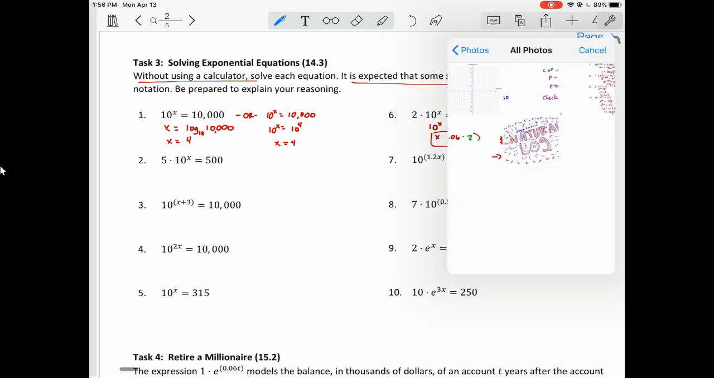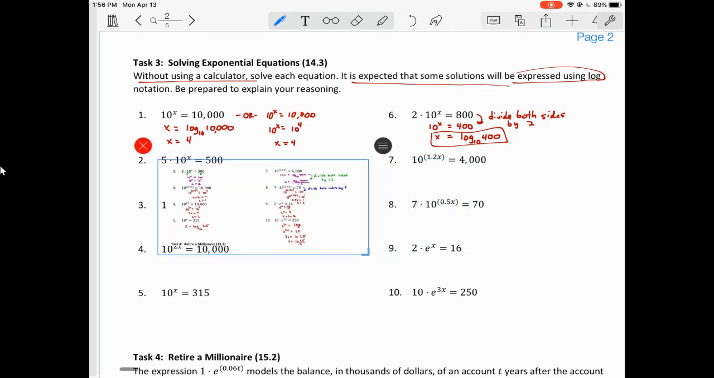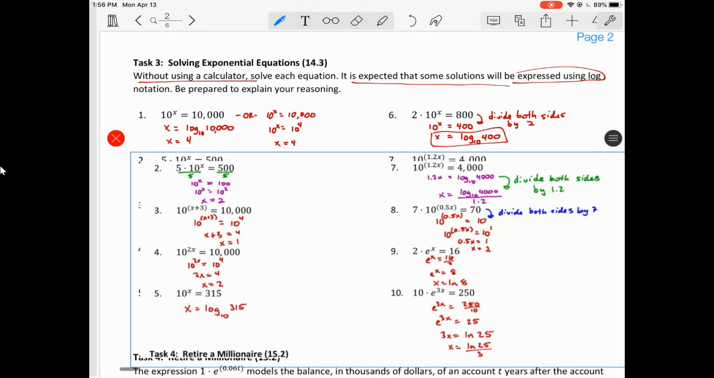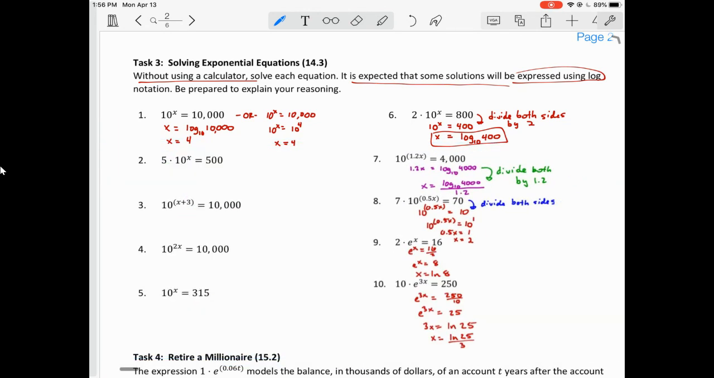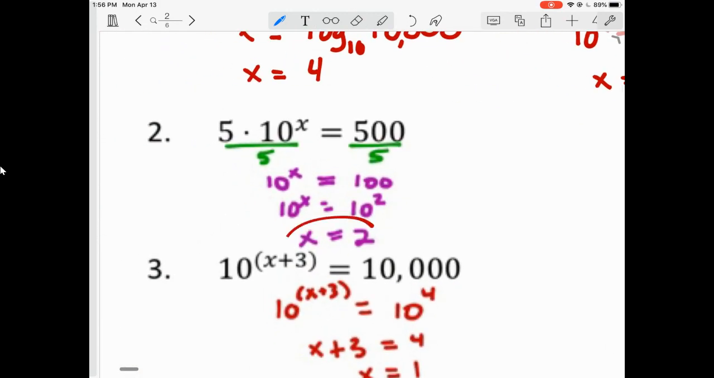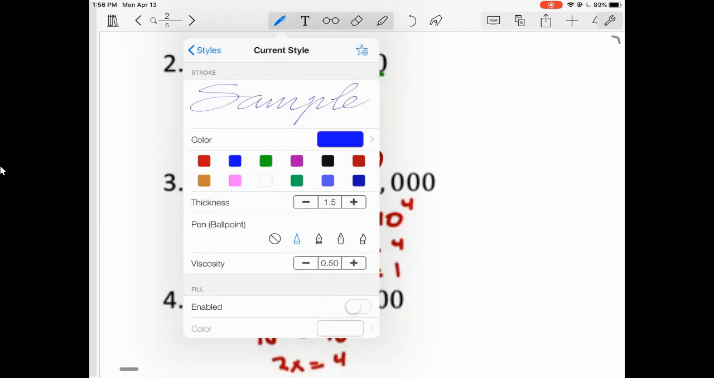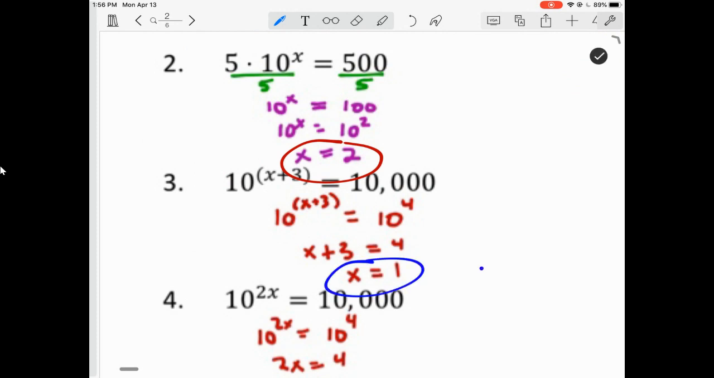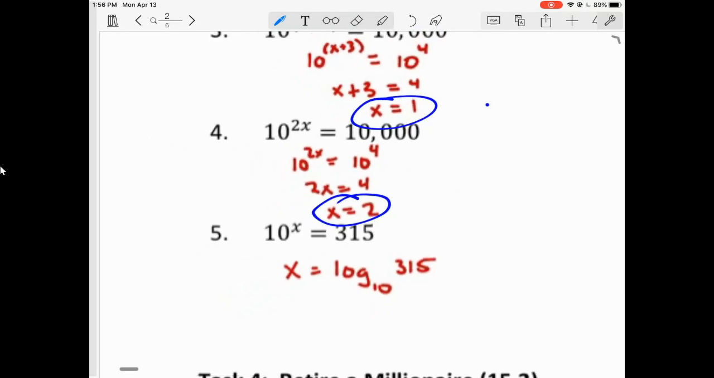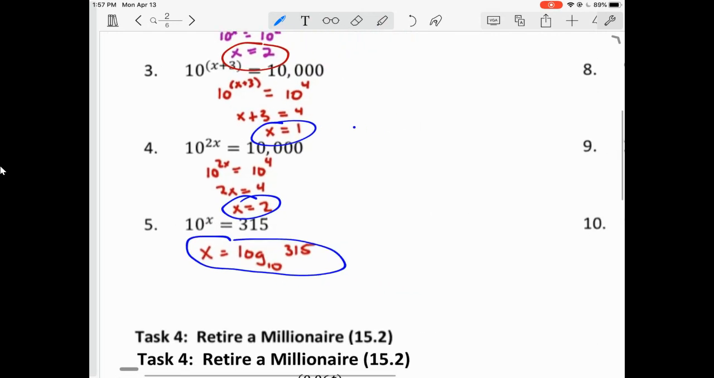All right, now that you have worked through this, here's the work that I did previously. Take a chance to check your answers. For number 2, we got x equals 2. For number 3, you should have got x equals 1. For number 4, you should have gotten x equals 2. Number 5 was really simple. It stayed in logarithmic form, actually. But it was just one step of rewriting in logarithmic form.